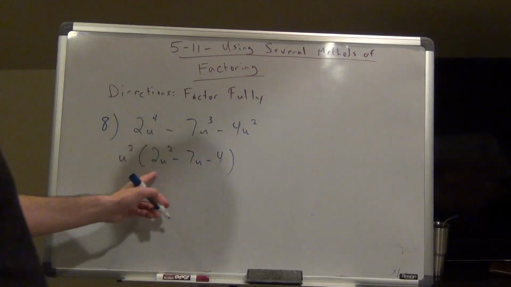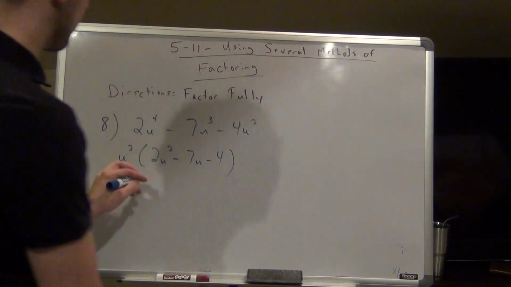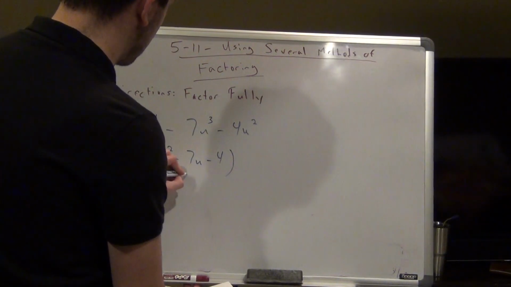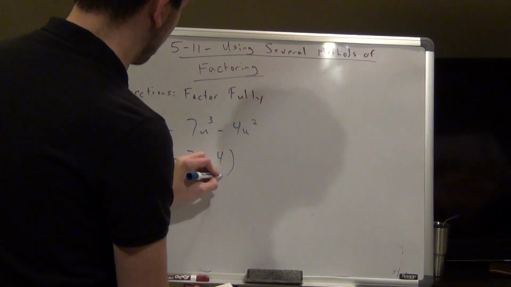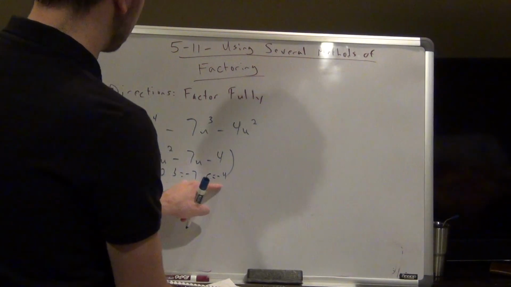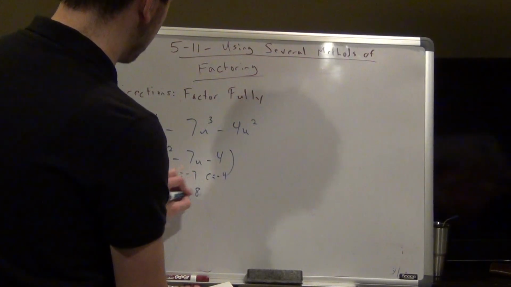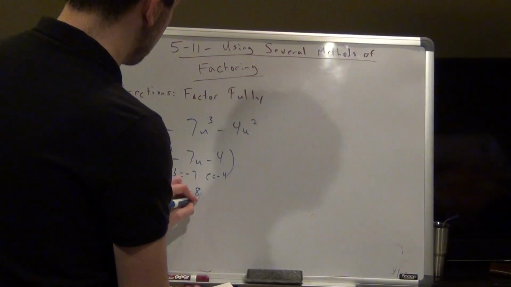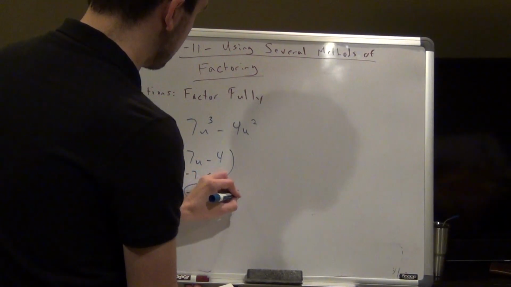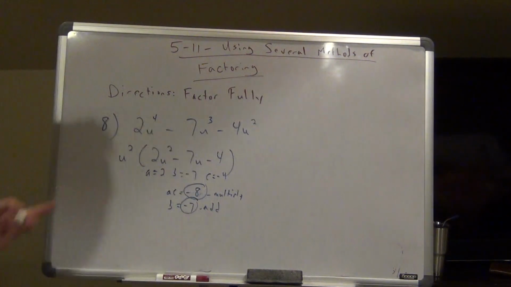Alright, so now let's see if we can factor this inside. So remember, we have a number greater than 1 in front of u squared, so we're going to factor by grouping. So a is 2, b is negative 7, just like we did in the last problem. C is negative 4. So I get AC is negative 8, right? 2 times negative 4 is negative 8. B is negative 7. I need two numbers that multiply to get negative 8 and add to get negative 7. If there's none of those, then it's not factorable.